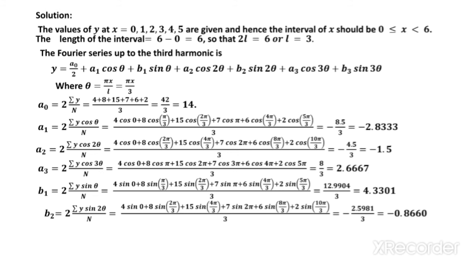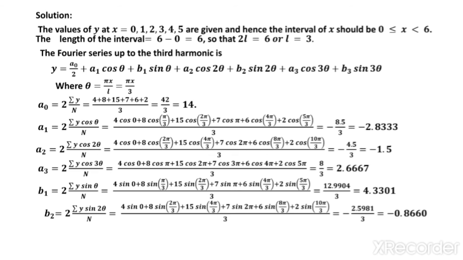Okay. Now, the A0 formula will be 2 into summation y by n. And what's that? The n value is 6. The L value is 3. The n value means the count which you have started from 0 and you're ending till 5. So, the count was n equal to 6. 2 by 6 is the same as 1 by 3, and summing up all the values of y, you'll be getting 14.